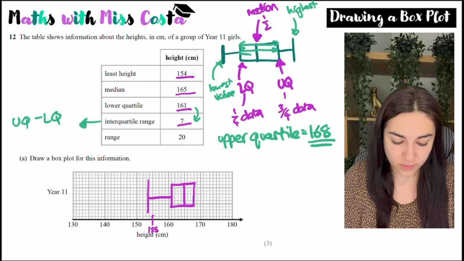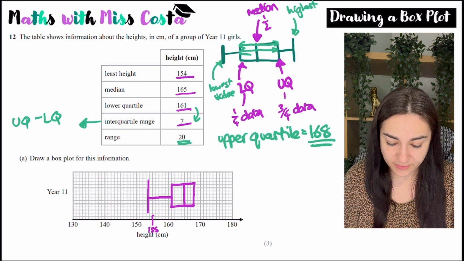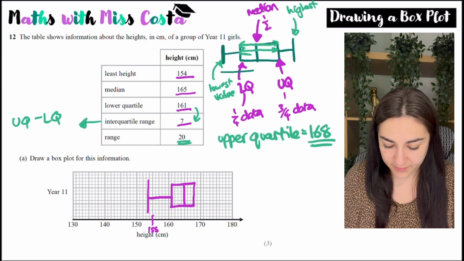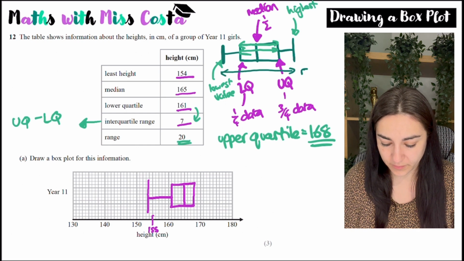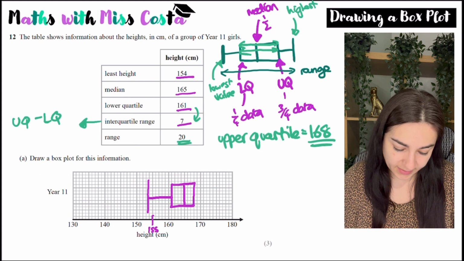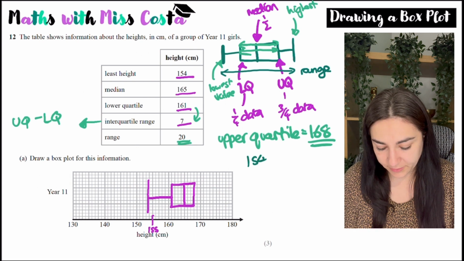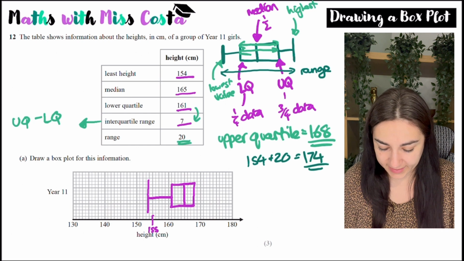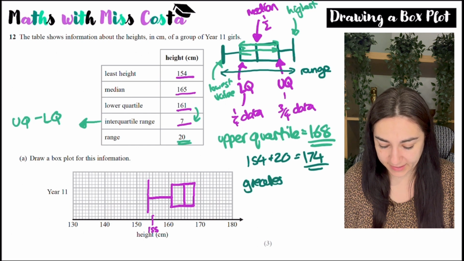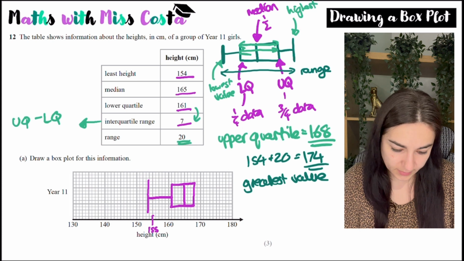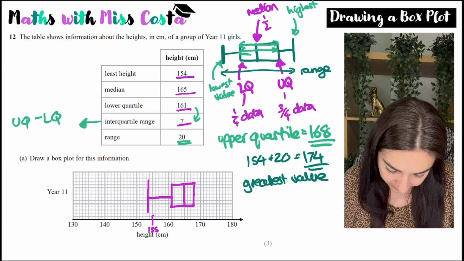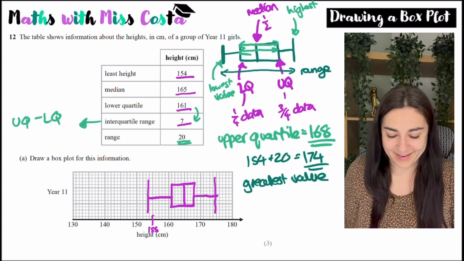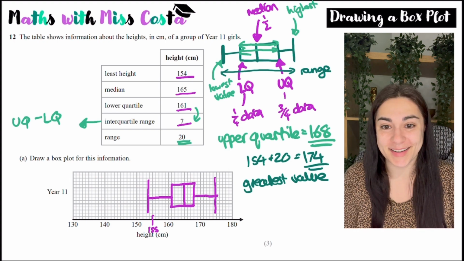And I'm told that the range is 20. So the range is the difference between the lowest value and the highest value. This is the whole range. So therefore the least height is 154. So 154 plus 20 is 174. So that is going to be my greatest value. So I can plot that in. 174 would be over here. And that's what your box plot should look like.